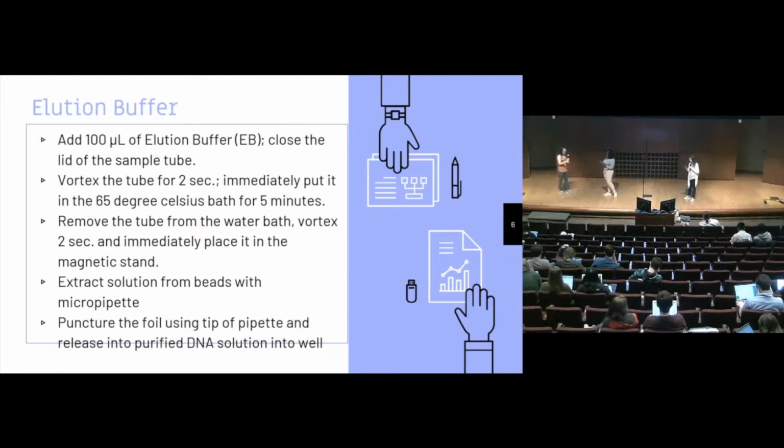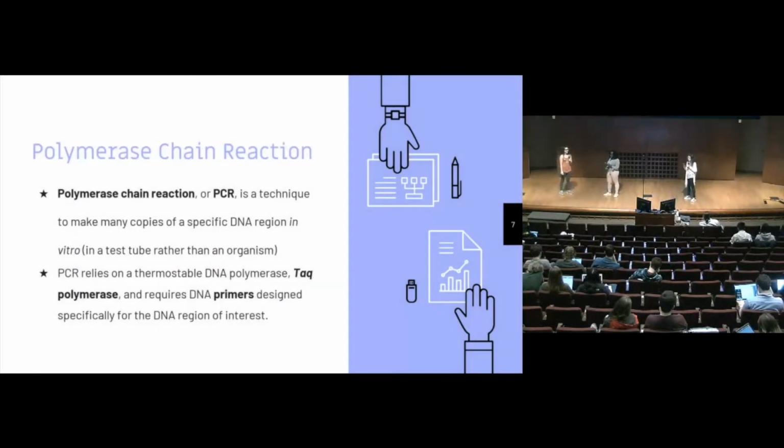Okay, using PCR, you can exponentially amplify a segment of DNA to make thousands to millions of more copies. So the polymerase chain reaction, or PCR, is a technique to make many copies of a specific DNA region in vitro, essentially in a test tube rather than an organism. PCR relies on the thermostable DNA polymerase, Taq polymerase, and requires DNA primers designed specifically for the DNA region of interest.